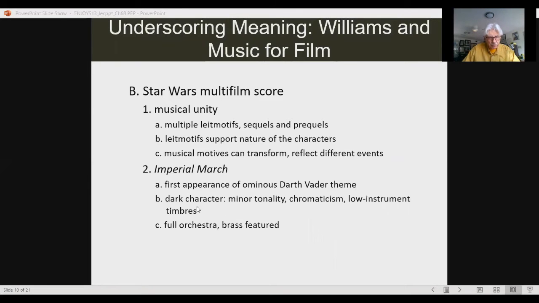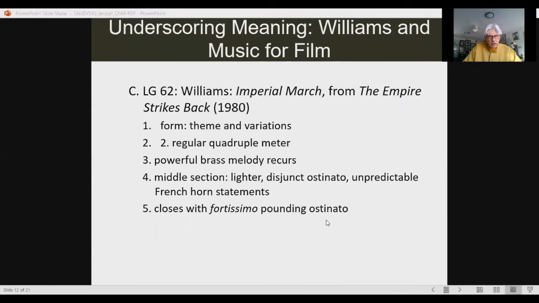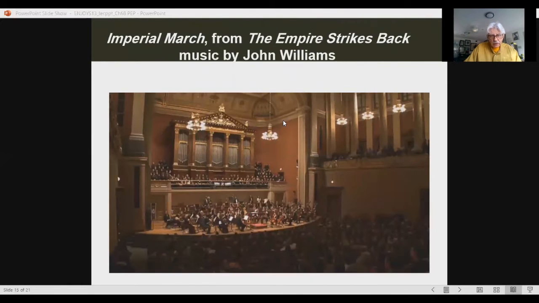So what do you expect from that music? It's program music. It tells a story. It evokes emotions of character, right? Dark character, minor tonality. Okay. The guy with the helmet. From the movie The Empire Strikes Back, this version. I don't know if they use the same in different movies. All right, here is the music.